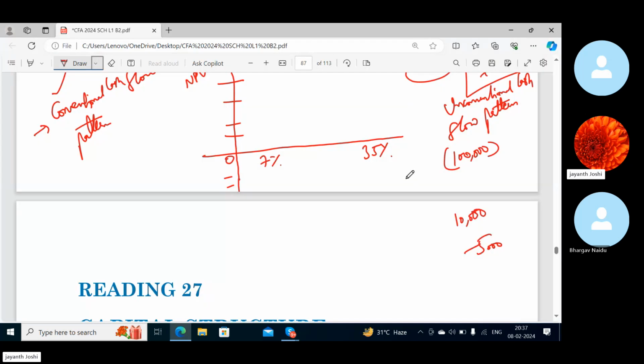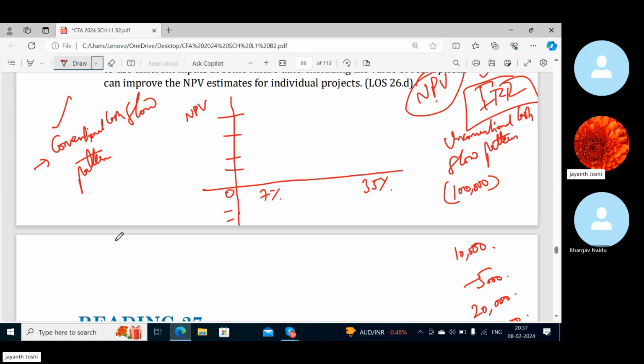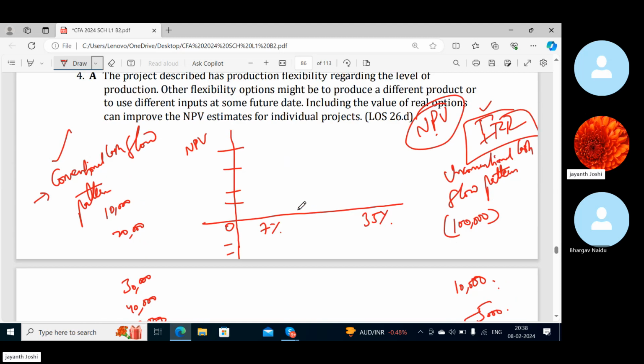So I was saying, what is an unconventional cash flow pattern? Here you have 10,000. Here you have negative 5,000. Then you have 20,000. Then you have negative 10,000. Then you have 30,000. This is an unconventional cash flow pattern because sometimes you have positive cash flow, sometimes negative, then positive, then negative. What is a conventional cash flow pattern? It is the very much expected one: 10,000, 20,000, 30,000, 40,000, 50,000. When you have such an unconventional cash flow pattern, and you want to find your IRR, you may have multiple IRRs.